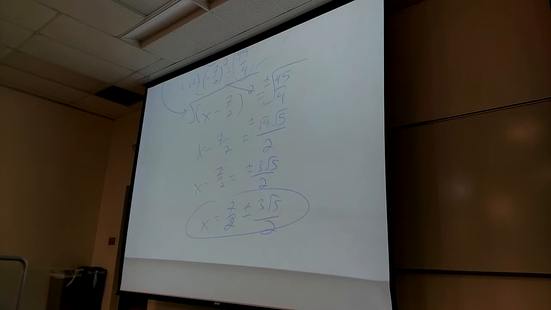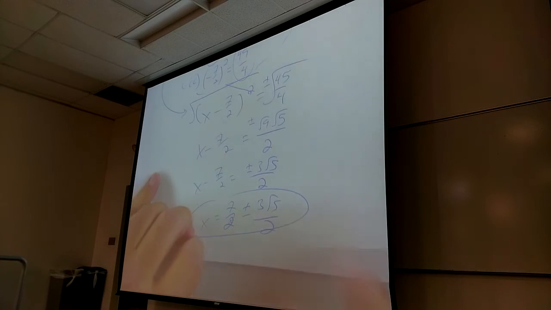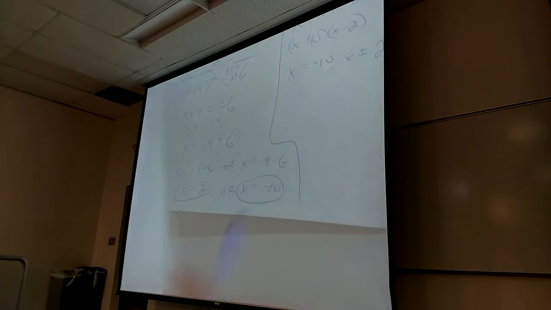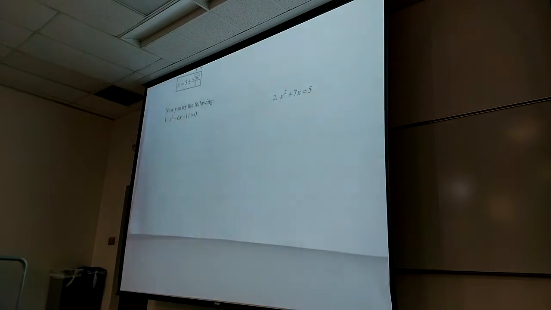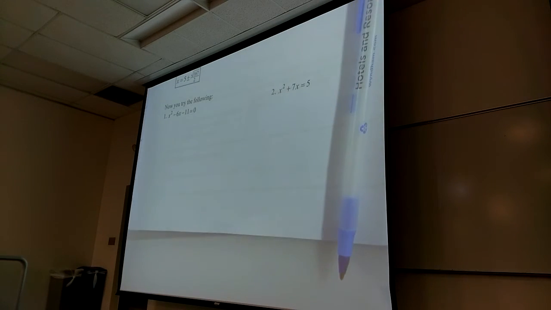Now, those of you that remember the quadratic formula, this should look like the kind of answer you would get from the quadratic formula. If you don't know the quadratic formula, we're going to talk about it in a minute. Right now, I want you guys to try to do these two on your own. That's at the bottom of this sheet.